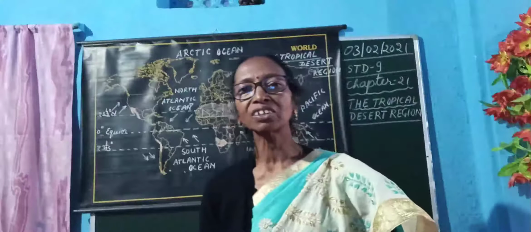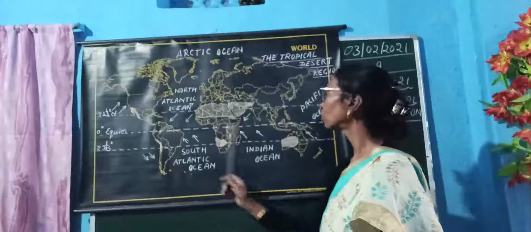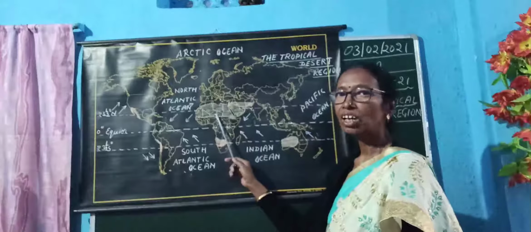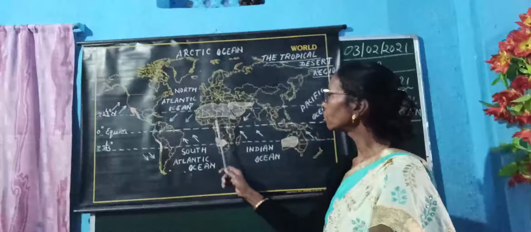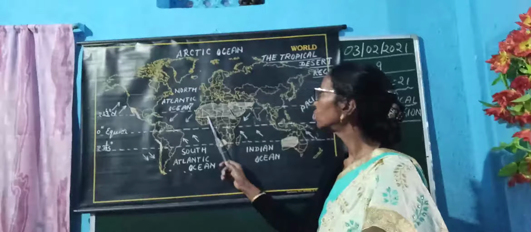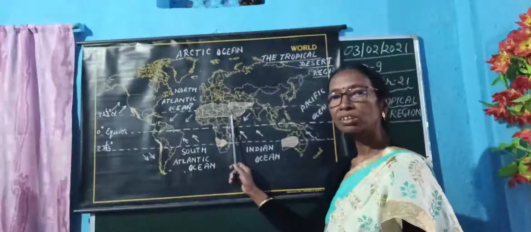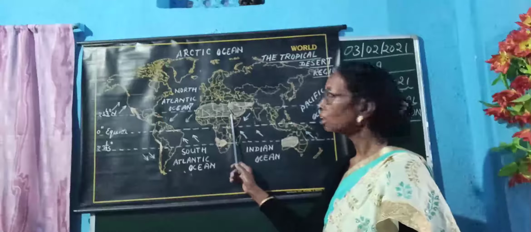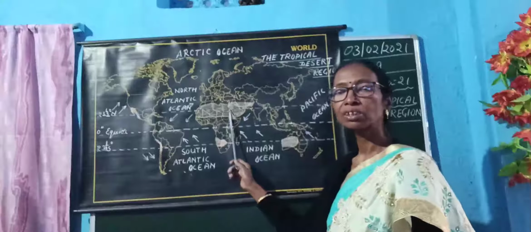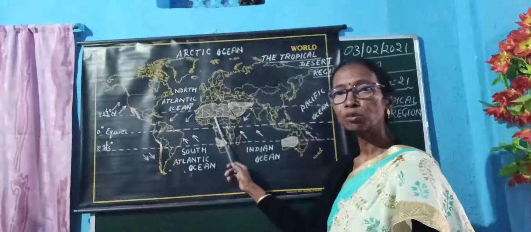There are many large deserts found all over the world. The largest in the northern hemisphere is the Sahara Desert in Africa. It lies in the northern part of Africa, extends from the Atlantic Ocean in the west to the Red Sea in the east. Its length east to west is about 5,500 kilometers and north to south about 2,000 kilometers.